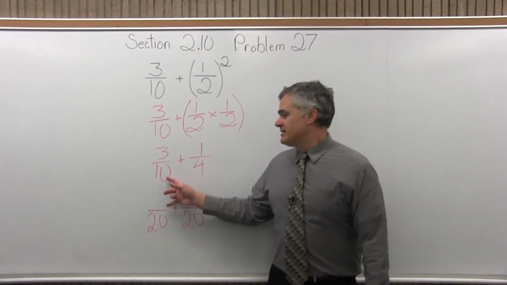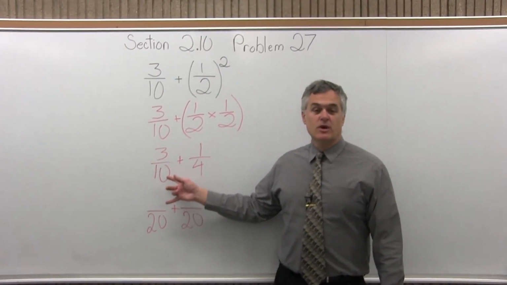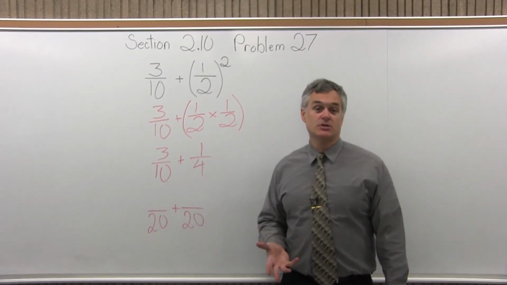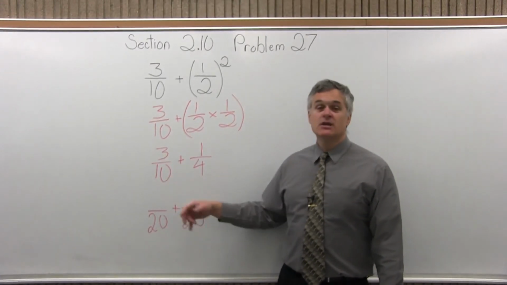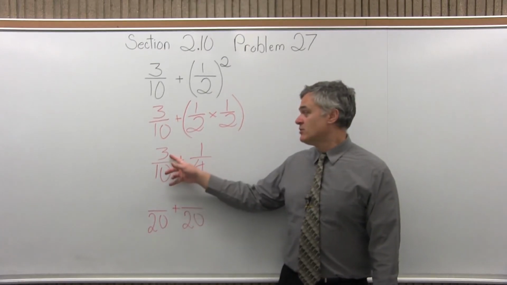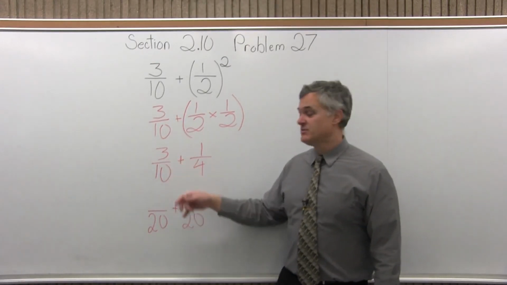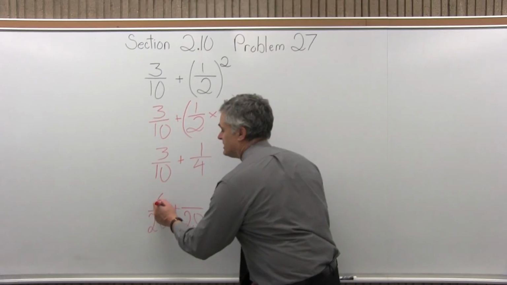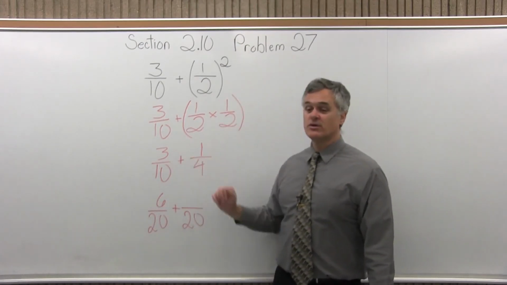Now, for the 10, how would I turn it into a 20? I would do that by multiplying times 2. 10 times 2 is 20, so I have to multiply times the same value for the numerator, times 2. 3 times 2 would be 6. So 6 over 20 is equivalent to 3 over 10.